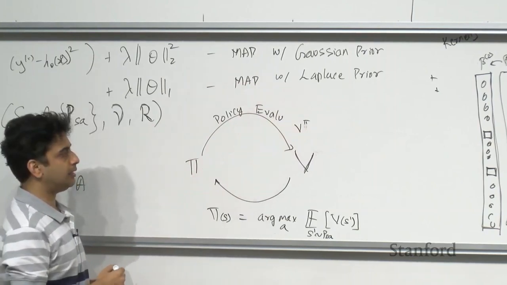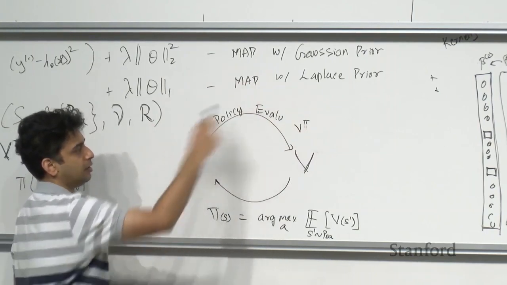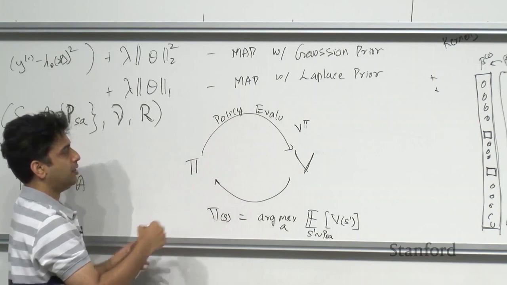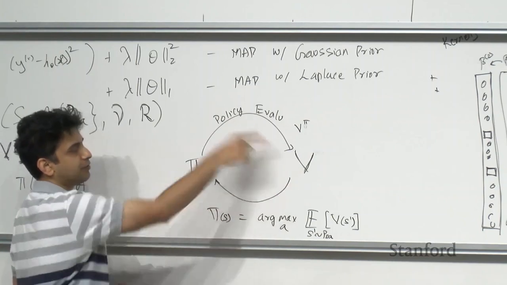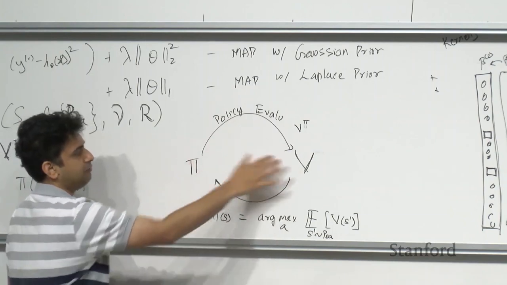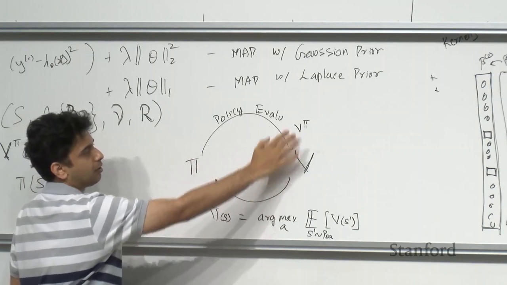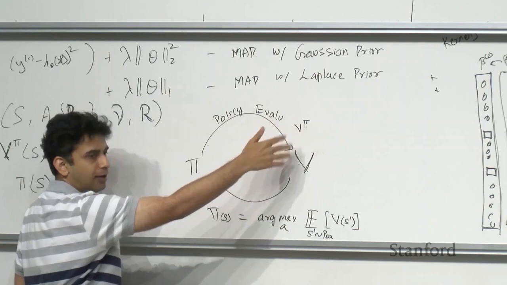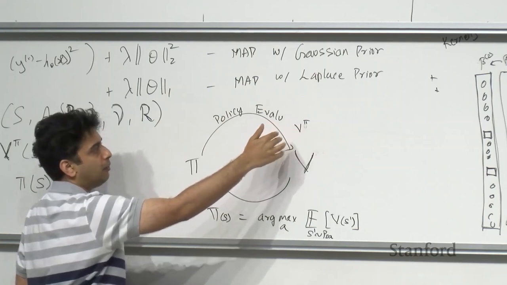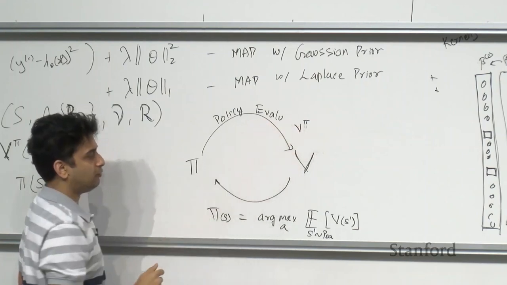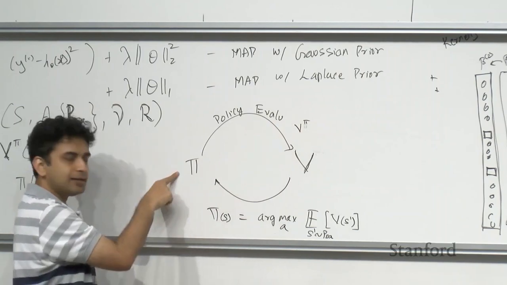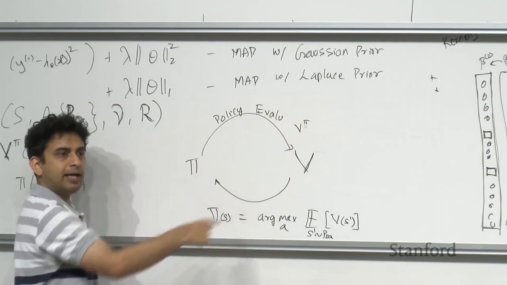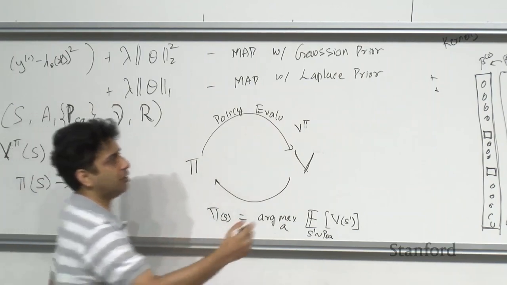However, the subtlety is that this cycle is not the inverse of the other direction, which means a policy will give you a particular value function, but then if you take this value function and try to calculate the policy that acts greedily according to it, you will not get the same policy again. Right? And that asymmetry is what is captured in policy iteration.